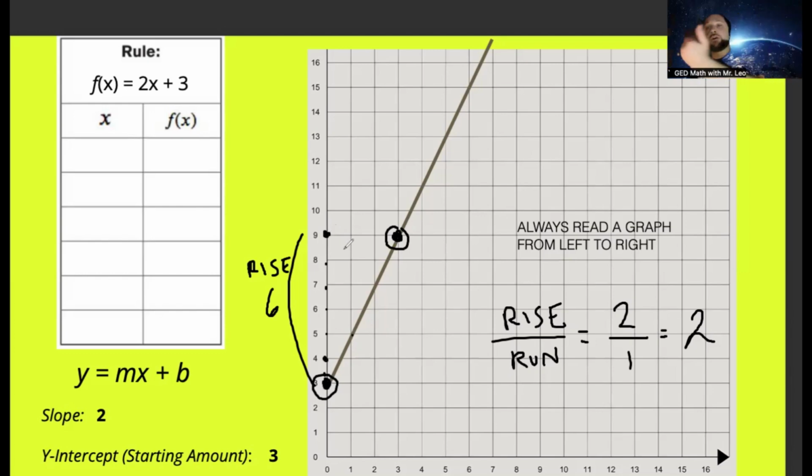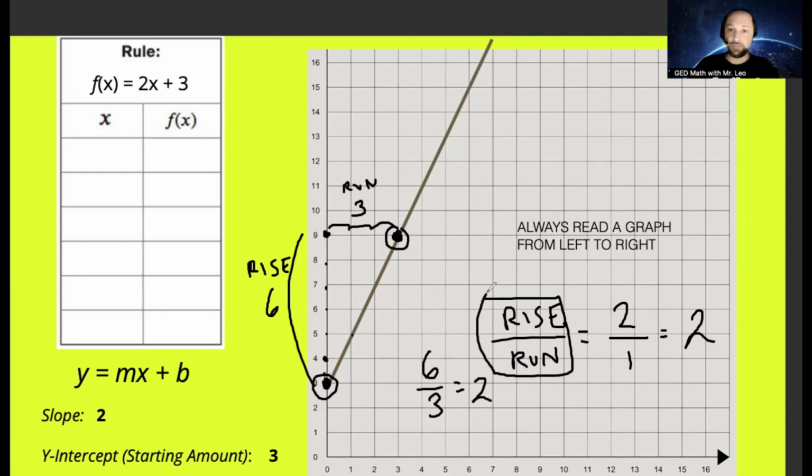Now, that landed up here. How much does it run horizontally to reach the point? 1, 2, 3. That's 3 boxes, 3 clicks over. That runs 3. Okay, so if I put it in this format, rise over run, that would be 6 over 3. 6 over 3 is the slope, but we simplify it. You can treat this like a division. 6 divided by 3 is 2. The slope is still 2. I'm just trying to show you how you can get this in a lot of different places and how this format of rise over run works.